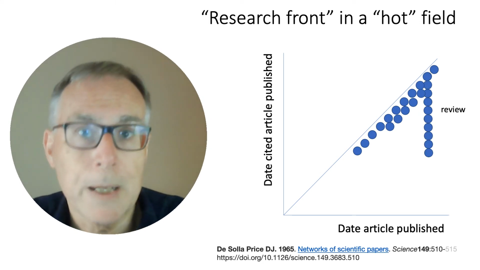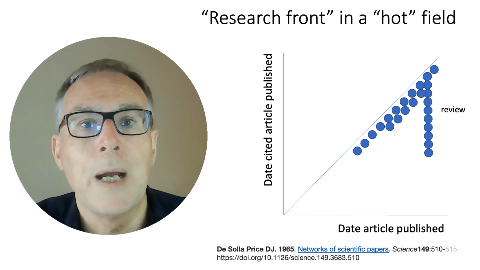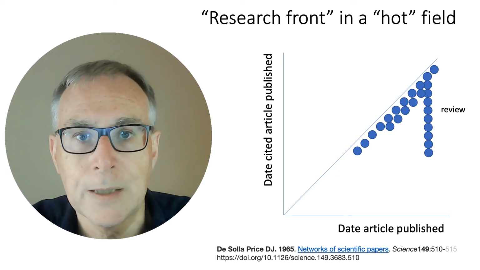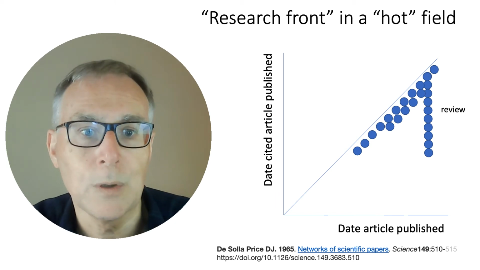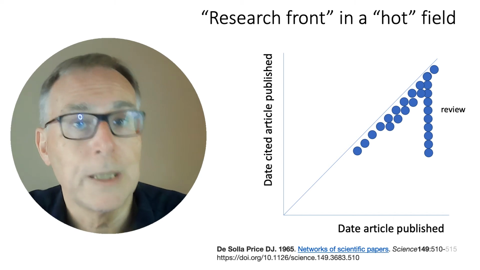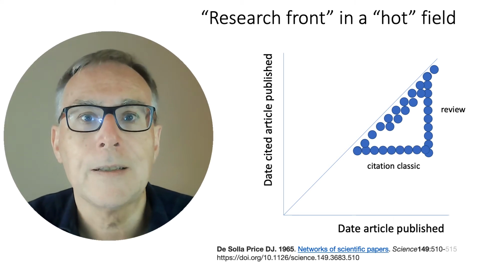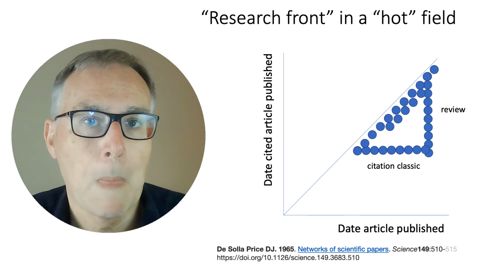Every so often, people might pause for breath and say, okay, let's review the situation, and they'll go back and look at all the previous papers, and you can see that here. This vertical line is a review paper. And of course, fields have their citation classics. This is a paper that everybody's got to cite, and that gives you a pattern a bit like that.